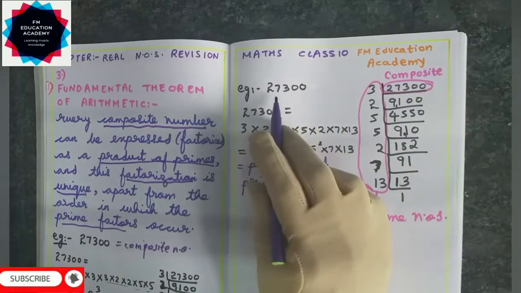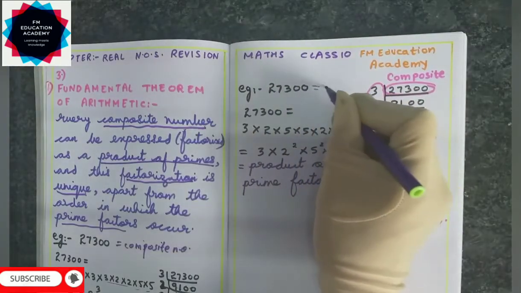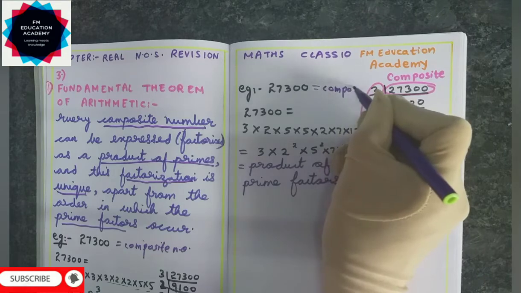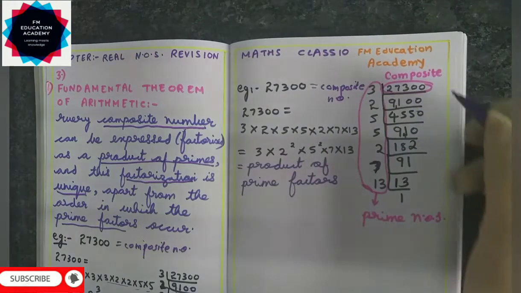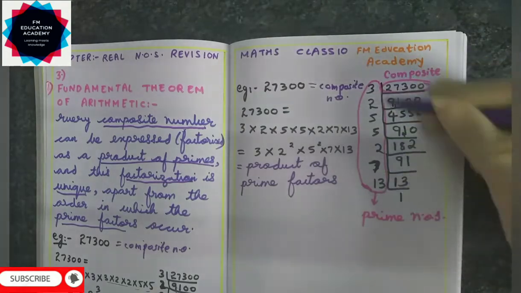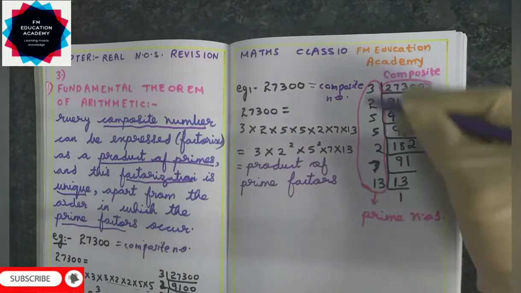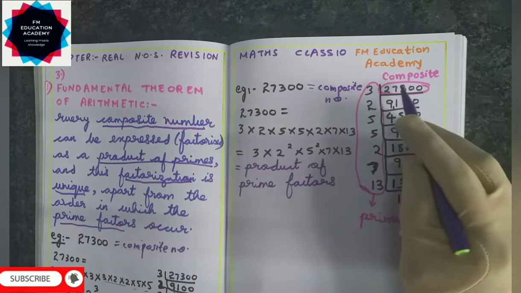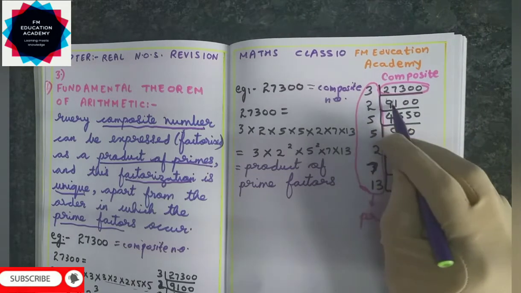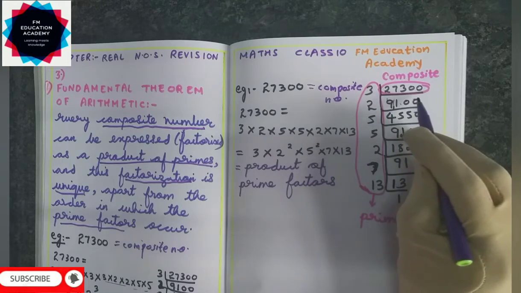Take an example of a composite number, 27,300. Here, 27,300 is a composite number. Now, when I do the prime factorization of a composite number, I should choose only prime numbers, right? This is a composite number, I'm choosing prime numbers. For example, this is 27,300. Since I have 3 here, it will go in the 3 table. 3 9s are 27, 3 1s are 3, 3 zeros are 0, 3 zeros are 0.